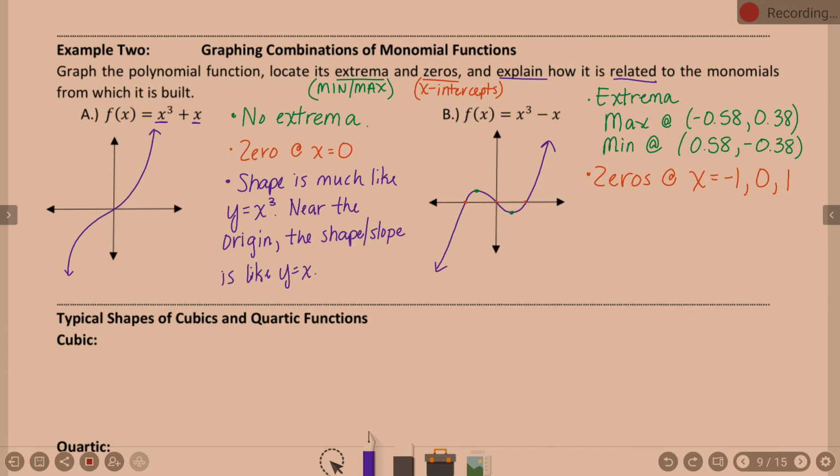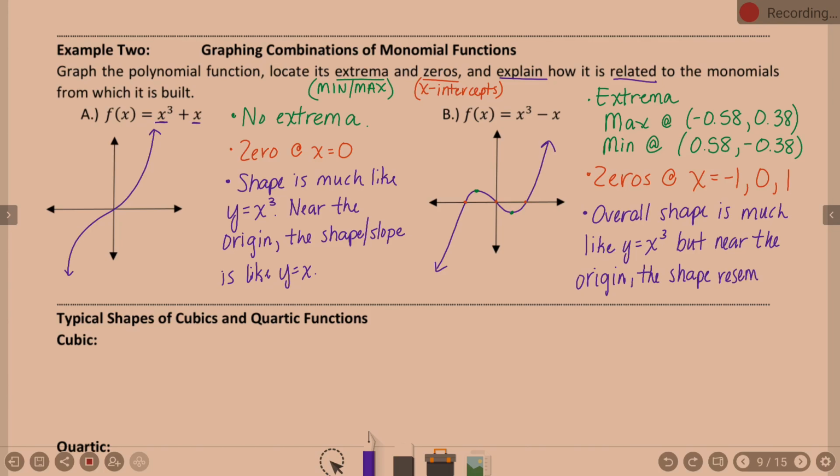Okay, and I'm going to say the overall shape is much like y equals x cubed, but near the origin the shape resembles y equals -x.